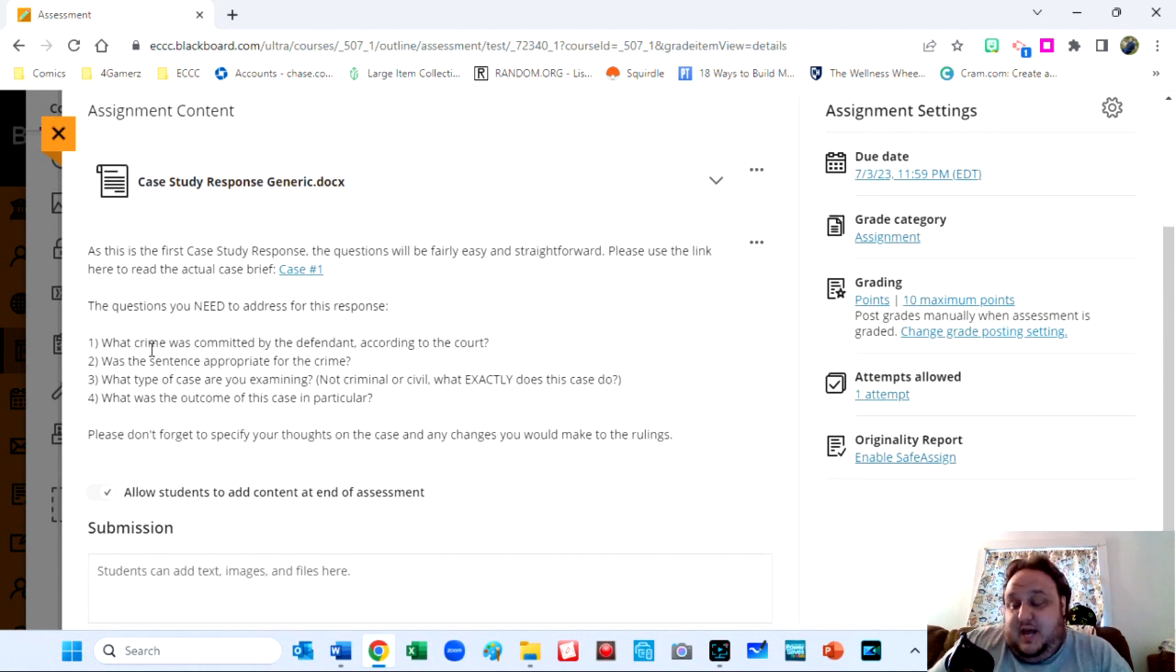The questions that I'm asking you to address in the middle paragraphs are: what crime was committed by the defendant according to the court? Was the sentence appropriate for the crime? What type of case are you examining? I'm not asking criminal or civil because they're all criminal, but what exactly does this case do? And what was the outcome for the case in particular? Obviously, I also want you to put in your own thoughts, but this is what your middle paragraph is.